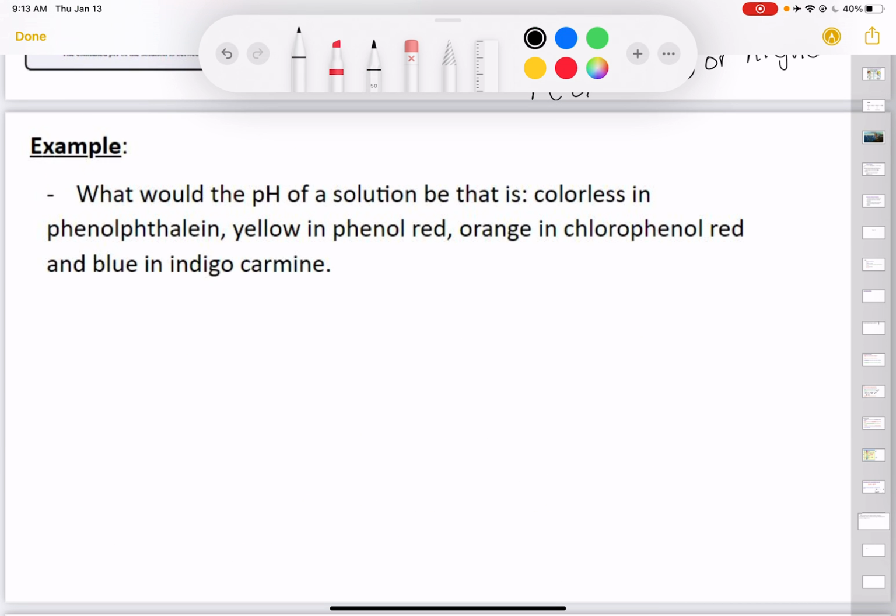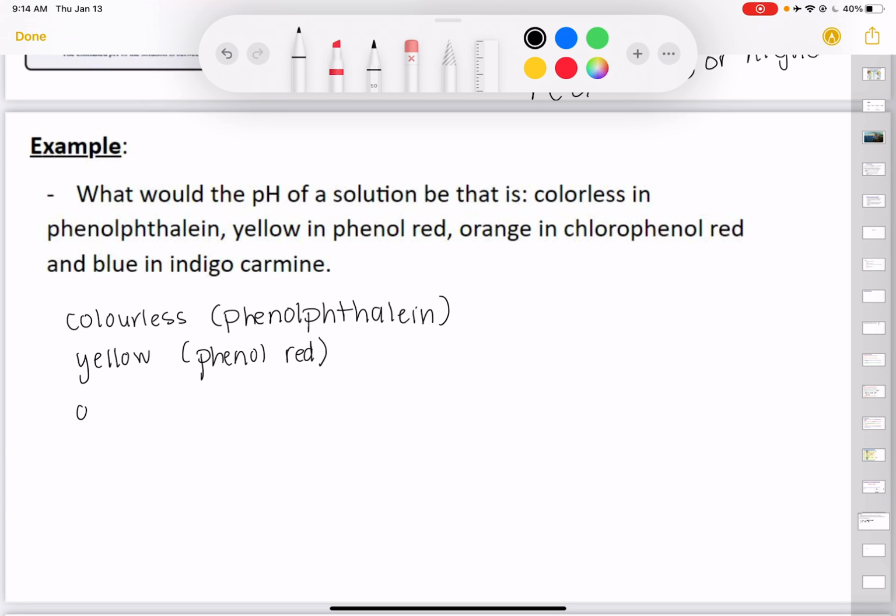So let's try this one. It says, what would the pH of a solution be that is colorless in phenolphthalein, yellow in phenol red, orange with chlorophenol red, and blue in indigo carmine? I'm just writing it down here.